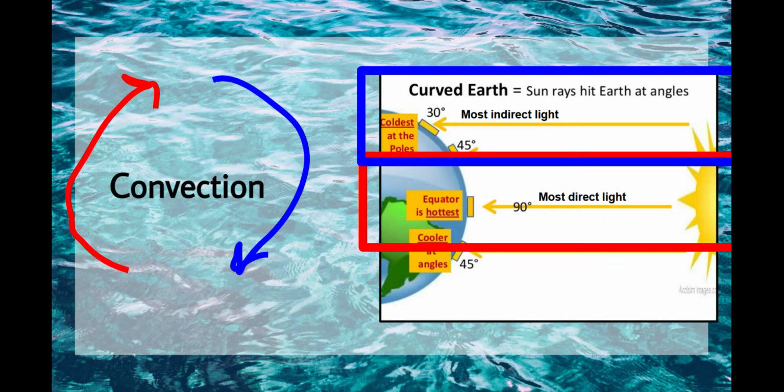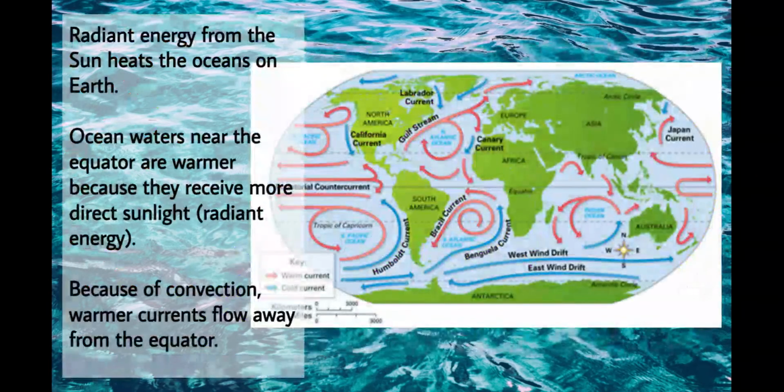And we've learned so far that that happens in the atmosphere, but it actually happens in the oceans too, because it's a fluid, and convection happens in a fluid. So radiant energy from the sun heats the oceans on Earth, just like it heats the atmosphere, and it heats it unevenly. That means that ocean waters near the equator are warmer because they receive more direct sunlight. Because of convection, those warm currents flow away from the equator. If you look at this image, you can see those red arrows.